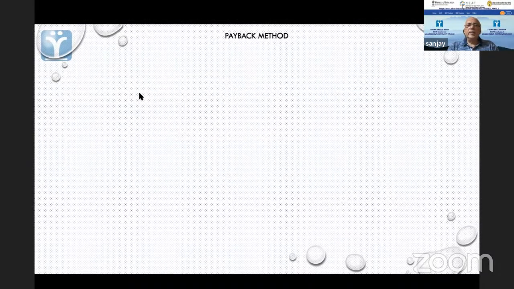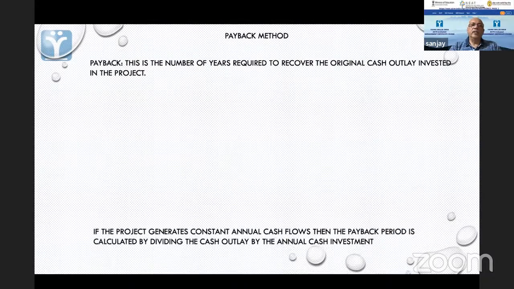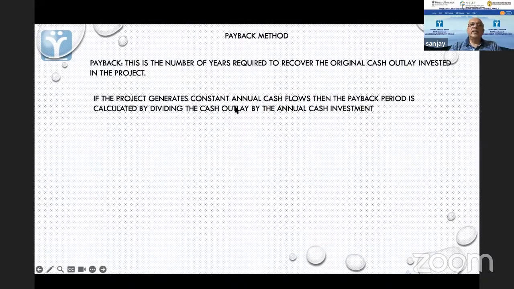Now in the payback method, I am not considering time value. I'm not considering the more sophisticated ways of doing it. All I'm doing is looking at one parameter: how many years are required to recover the original cash outlay invested in the project? If the project generates constant annual cash flows, then the payback period is calculated by dividing the cash outlay by the annual cash inflow.